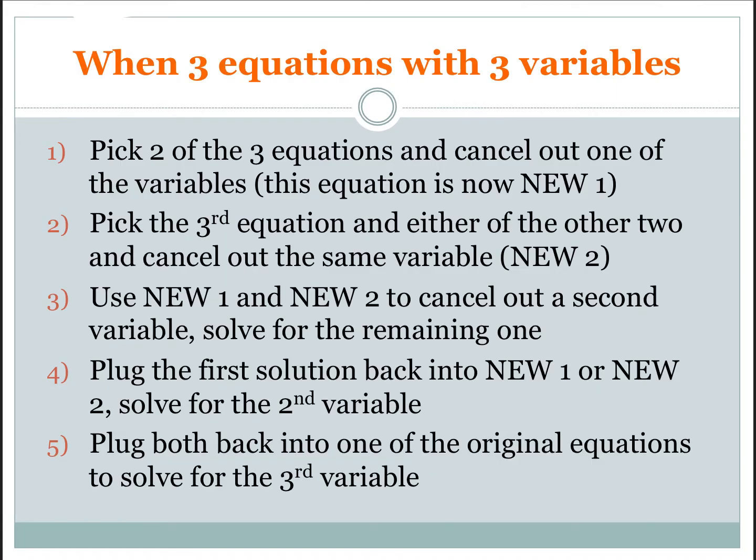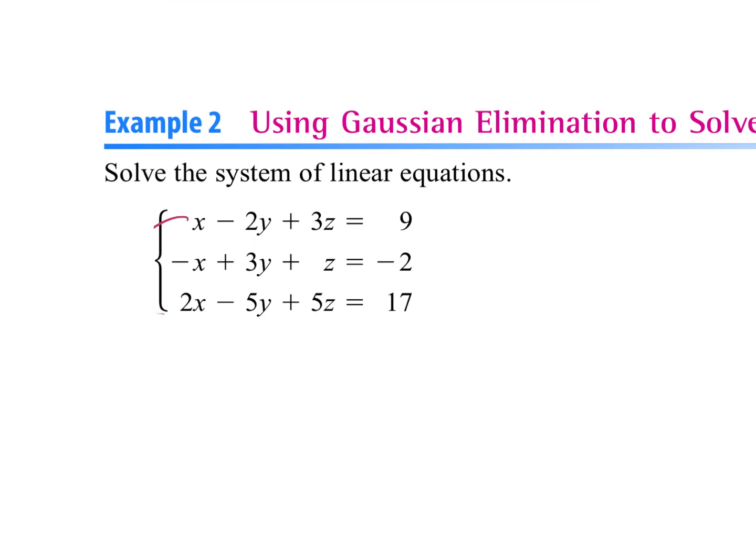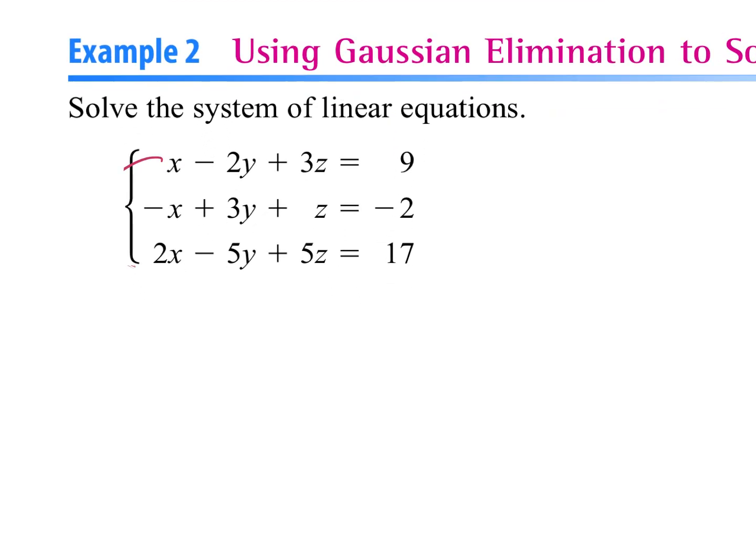So when you are working with these equations where you're given three different equations with three different variables, you do have certain steps that you need to follow. It's, to me, a lot easier to show to you as we're doing them rather than just telling them to you. So if we look at this example, the three equations that were given are x minus 2y plus 3z is equal to 9, negative x plus 3y plus z is equal to negative 2, and 2x minus 5y plus 5z is equal to 17.